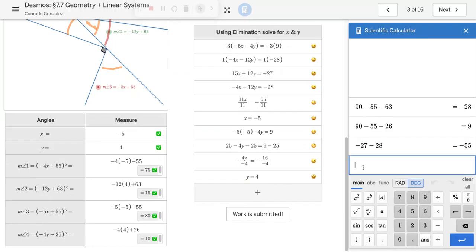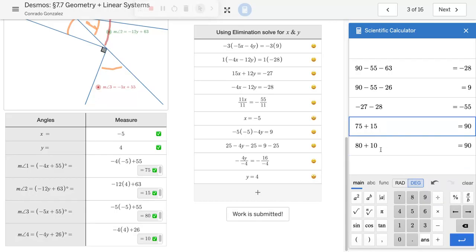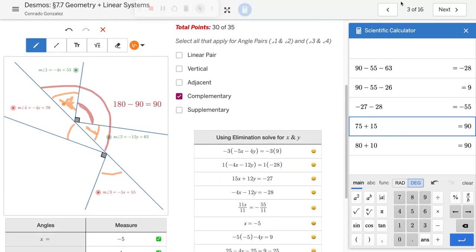But if you didn't get the green check marks, you're doing this problem by hand. I need to check, does the measure of angle 1 add to the measure of angle 2 and equal 90? Yes, it does. Does the measure of angle 3, 80, plus 10, equal 90? Yes, they do. So they are, in fact, complementary angles, so they must add to 90. So that's another check that you can do.